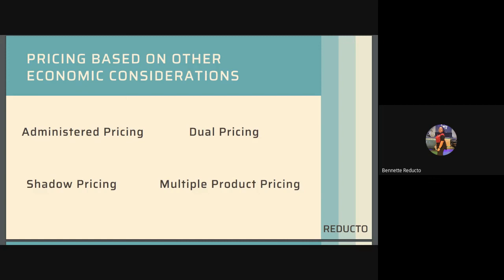So the last one is multiple product pricing. In a single firm, it's not all the time that they have the same products. For example, in refrigerator production, there are different types of refrigerators. There are dual two-door and one-door refrigerators. So the industry will take that into consideration in pricing their products.